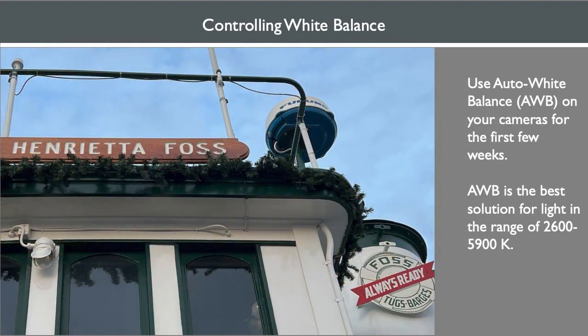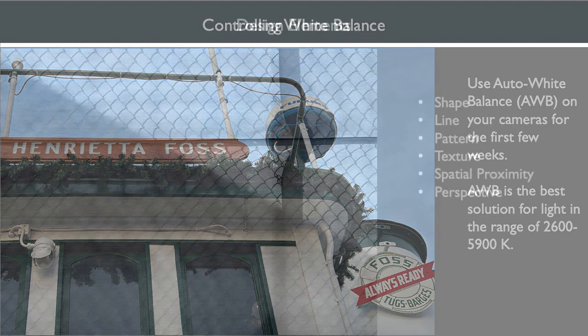It is important to have as close a true white as possible in your photographs. To adjust for light temperature, your cameras have a white balance setting. It's recommended that for the first few weeks of class, use auto white balance. Auto white balance only operates accurately in the range of 2600 to 5900 Kelvin.